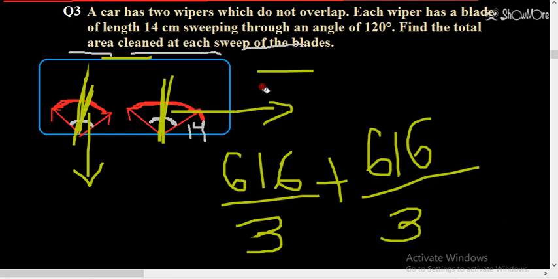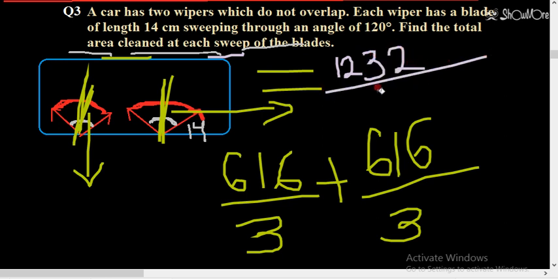So the total area during one cleaning of the wipers is 616 plus 616, 1232. So 1232 by 3 centimeter square. This is the area which is cleaned during one swipe of these wipers.